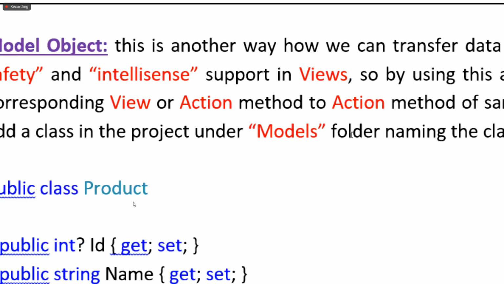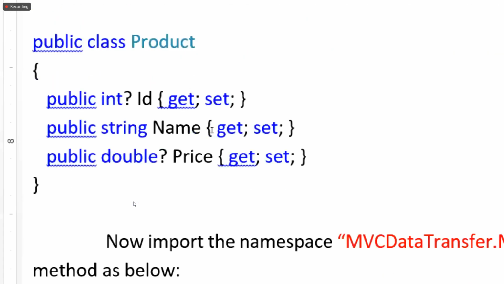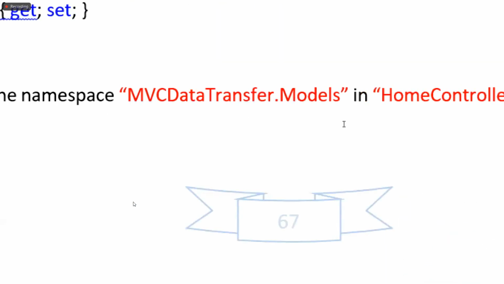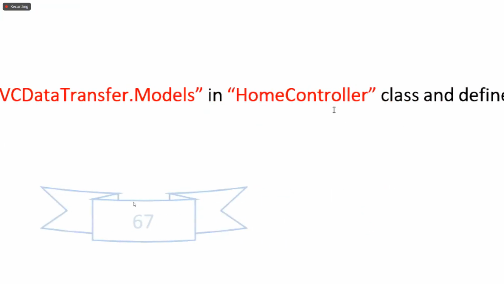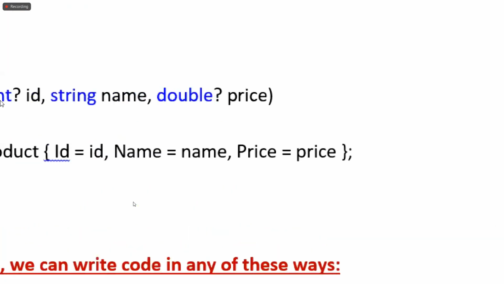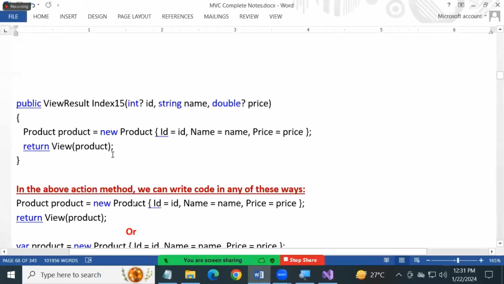Models folder, add a class. What is the name? Product. Three simple things. Next step, you should import the namespace. Why I showed you, all the things I showed you. Where? Home controller, and define a new action method. What is the method? You are creating an object and passing the object there.